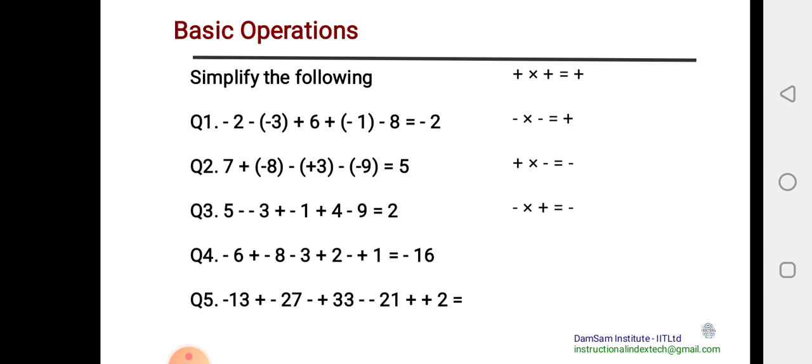Let's quickly look at number 5 as well: -13 plus -27 minus +13 minus -21 plus +2. Let's take careful note of this. The first signs we're having are two different signs, positive and negative, which will give us negative, meaning we're going to have negative 13 minus 21, which will give us negative 40. We're having two different signs here as well. It's going to be negative. So negative 40 minus 33 will give us negative 73.